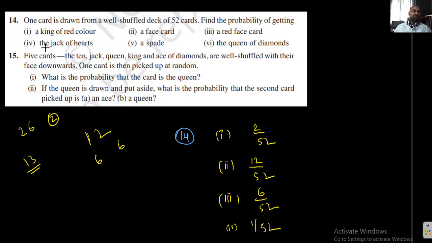Cross-check. The jack of hearts, only one jack. Okay, next, a spade: spades are 13, so 13 by 52 is the answer for the problem. Sixth one, the queen of diamond. Diamonds also have 13 cards only, and among those 13 cards, only one queen. Queen of diamond means 1 by 52.